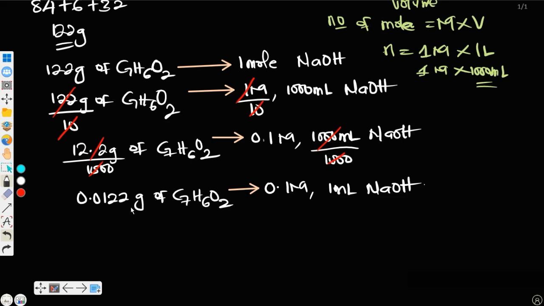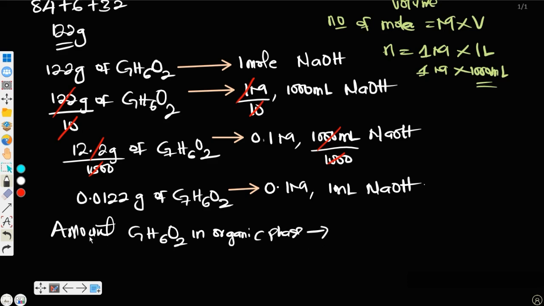will react. Now, your titer value will give you the total amount that will react when the base was actually used. So if this amount is what reacted for every 1 ml of 0.1 molar sodium hydroxide, it's a very simple ratio, but to make things easy, you can just say amount in the organic phase. That means amount of benzoic acid, amount of C7H6O2 in organic phase, right? You can do it like this, should be equal to.